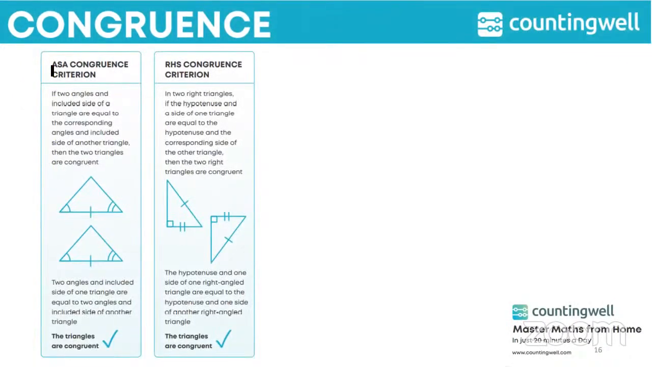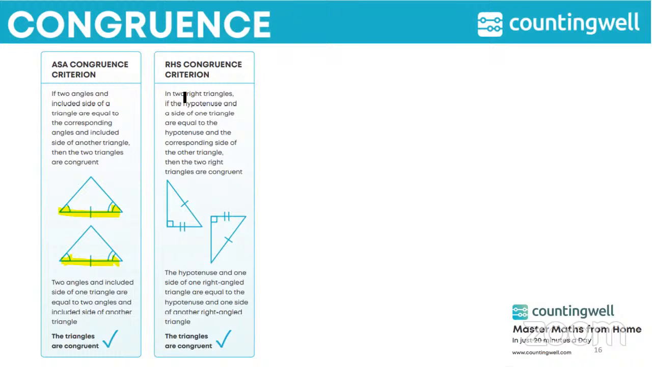Now let us see the ASA Congruence Criterion. It says if two angles and the included side, meaning the side between the two angles, are equal to the corresponding angles and the included side of another triangle, then we say the two triangles are congruent by ASA Congruence Criterion.